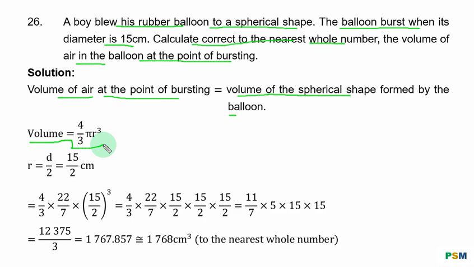The radius is needed because we are given diameter. Radius is diameter divided by 2, that is 15/2 cm. You come here, you have 4/3 times pi, 22/7 times radius, 15/2 to the power of 3.